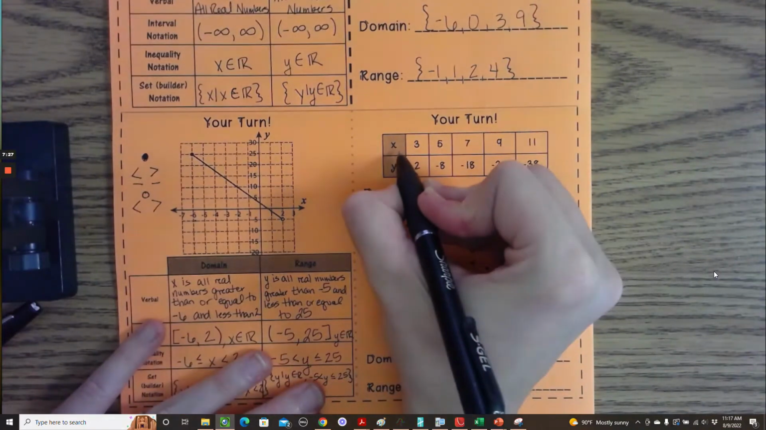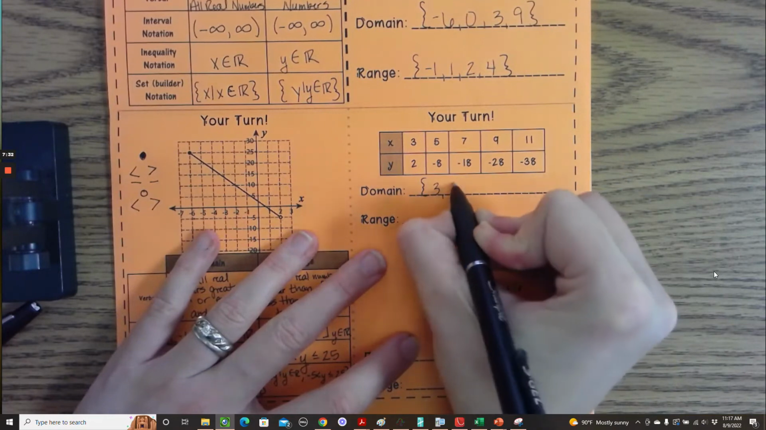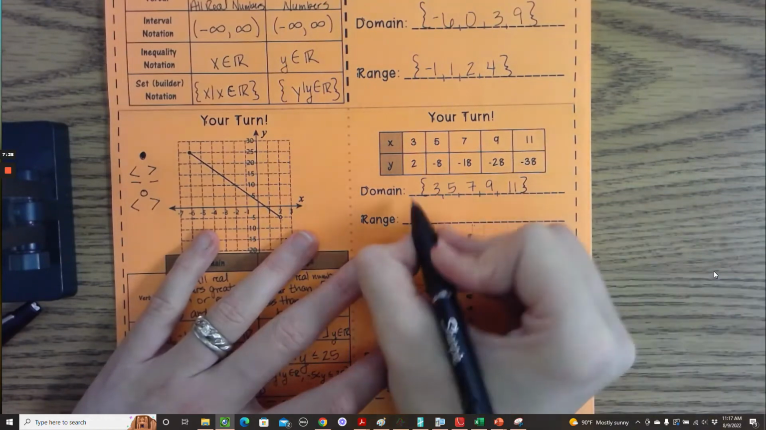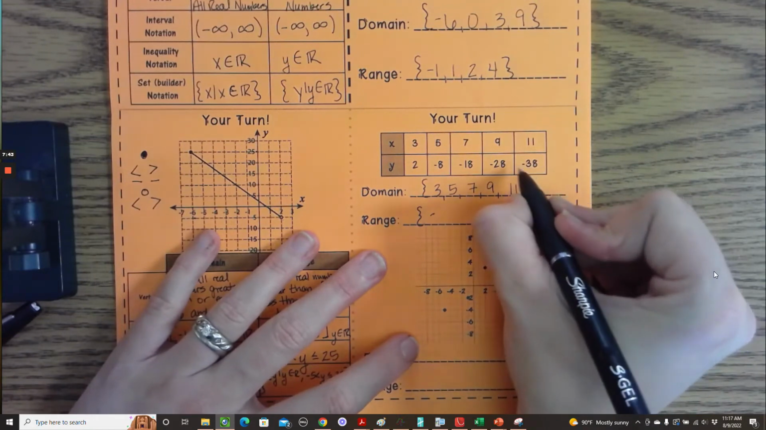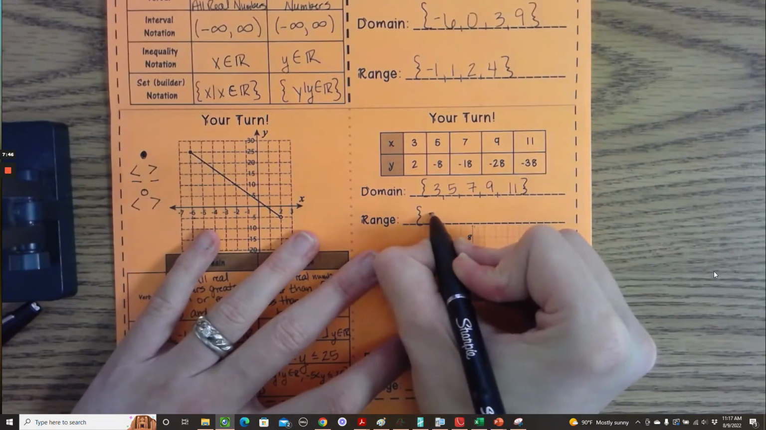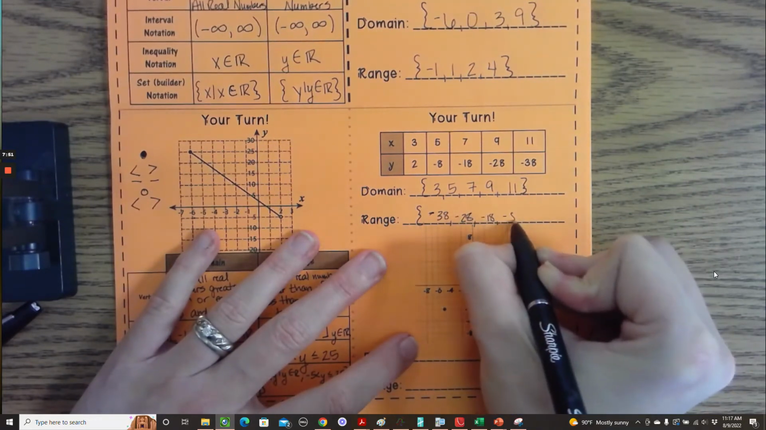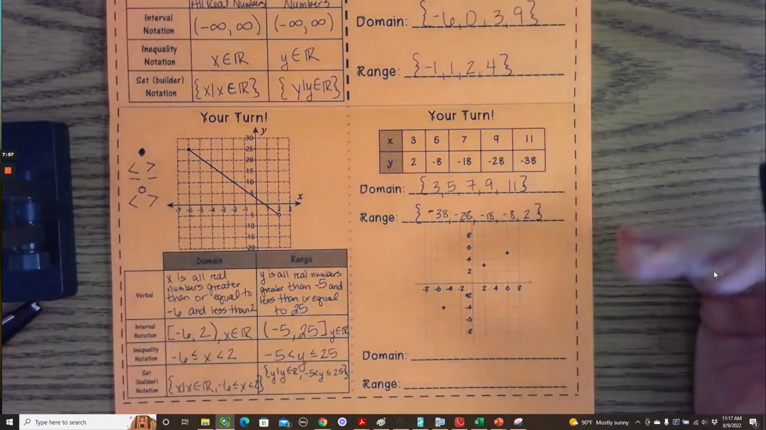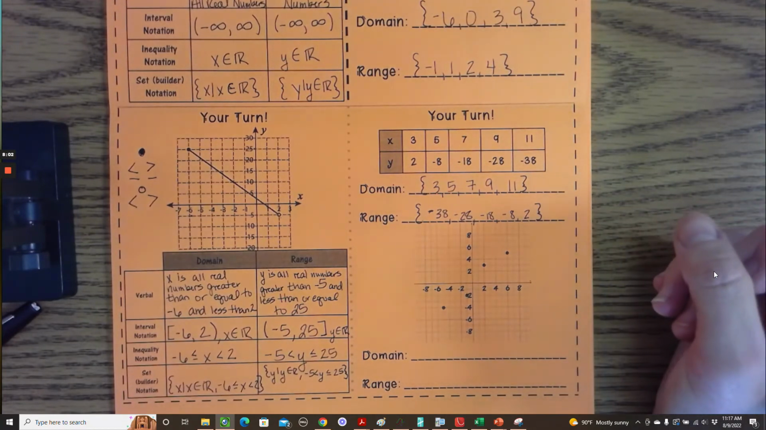All right, so with a table, we do it the same way. Domain is our x, range is our y. These numbers are already in numerical order, which helps. And then range would be the y values. Here, I'm actually going to start at the end here, -38, -28, -18, -8, 2. I have seen it done both ways. I've seen it flipped where the domain matches up with its range. I'm not going to be too picky about it.